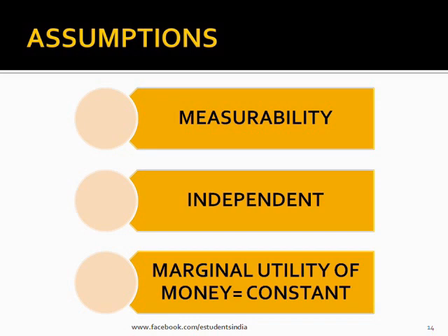Marshall argued utility is measurable in terms of money. That is, we can measure utility in terms of money, rupees. The amount of money which a person is prepared to pay for it rather than go without it is a measure of utility. How does it happen?